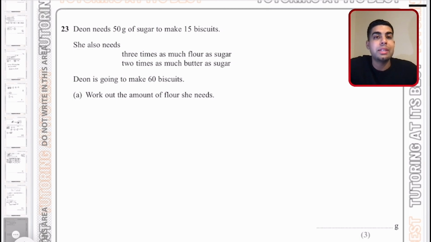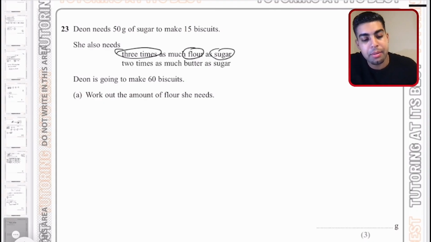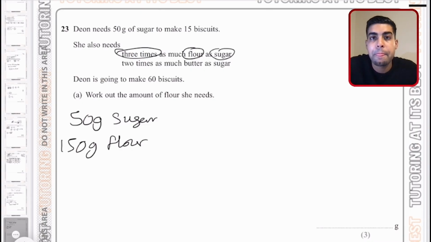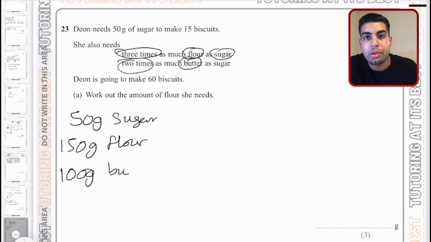Okay, question 23. So Dion needs 50 grams of sugar to make 15 biscuits. And she also needs 3 times as much flour as sugar. So again, if we have 50 grams of sugar, we need 3 times that much of flour. So instantly, we know 3 times is going to be 150 grams of flour because we've done 50 grams multiplied by 3. And then it states we need 2 times as much butter. So again, we double our sugar, which now gives us 100 grams of butter.